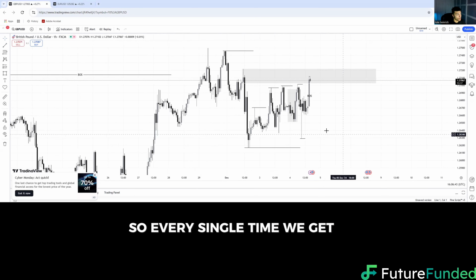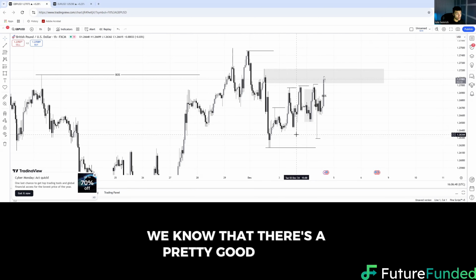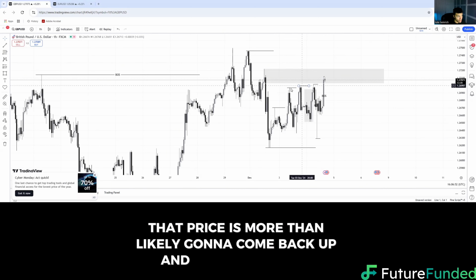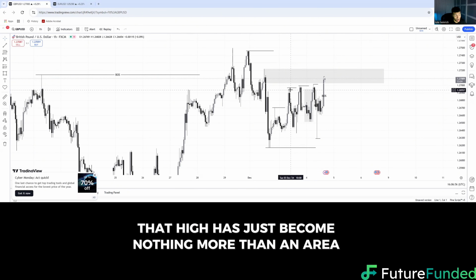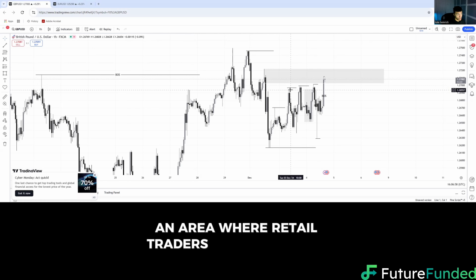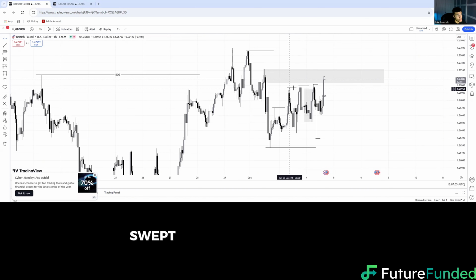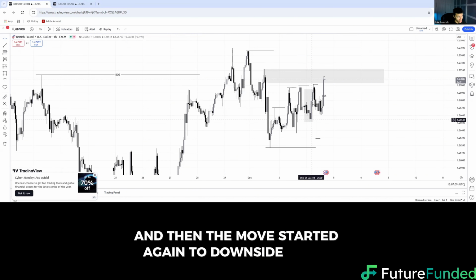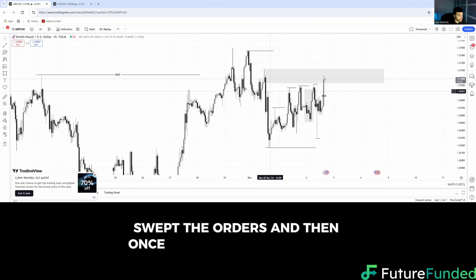So every single time we get a failure of that break of structural low, we know that there's a pretty good chance or a higher probability that price is more than likely going to come back up and sweep that high, because now that high has just become nothing more than an area of liquidity, an area where retail traders have their sell orders. Okay, and as you can see, every single time it failed, price just pushed up, swept the high, took out the stop loss orders, and then the move started again to the downside, failed, came back up, swept the orders, and then once again.